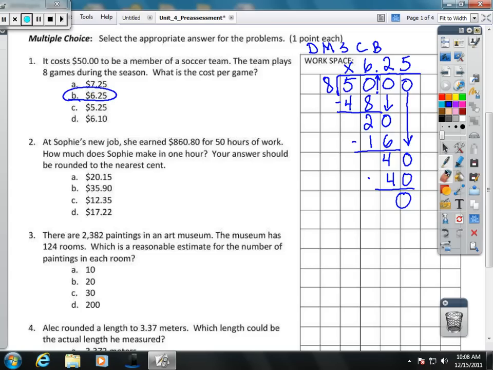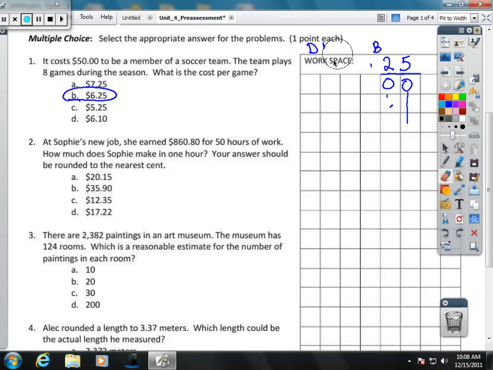Let's keep the answer there, and we're going to erase all my work so that we can start all over again. So now we have number 2 says, Sophia's new job, she earned $860.80. We're going to underline that. For a total of 50 hours of work. How much does Sophia make in 1 hour? In other words, how much money does she make per 1 hour?